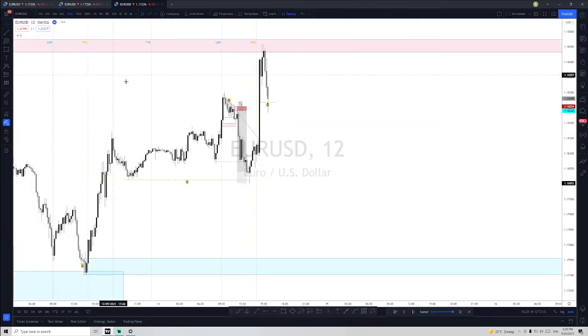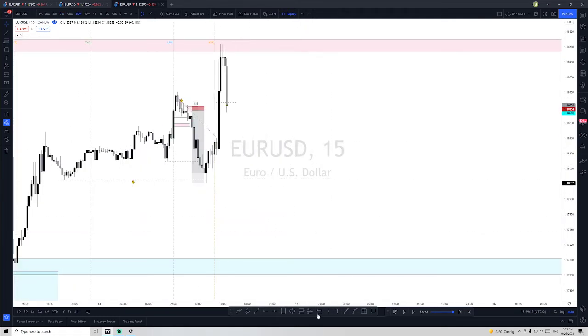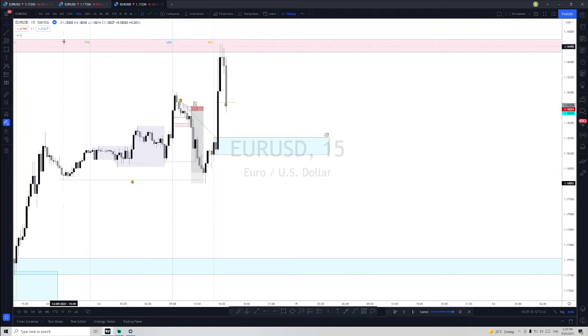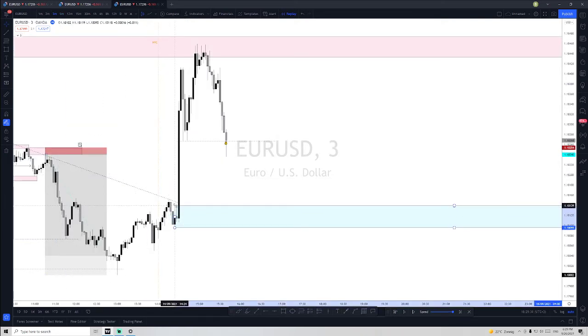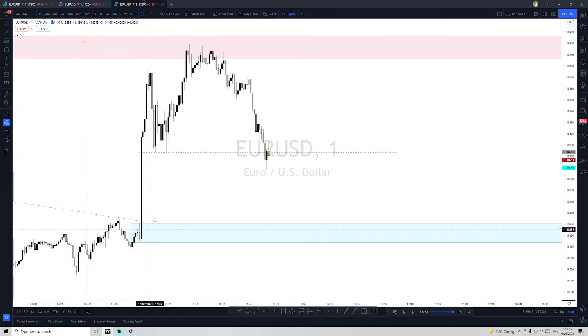So looking into the 3 minute, not seeing very much. 12 minute. All right, so the 15 minute gave me a clear area of demand, right? Refining, 5 minute, 3 minute. We have this, which covers also a bit more imbalance. Perfect. And then the 1 minute comes in rather the same, right?